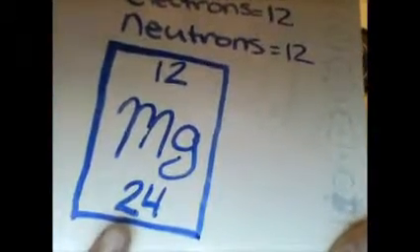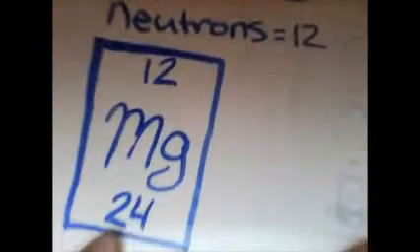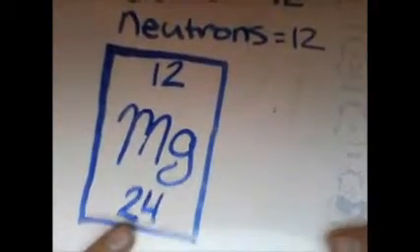So, what we're going to do is take 12, and we're going to bring it down here so we can subtract it from 24, and that's going to equal 12. That's how we get the neutrons of this atom. That's the end of part 1 of this video.